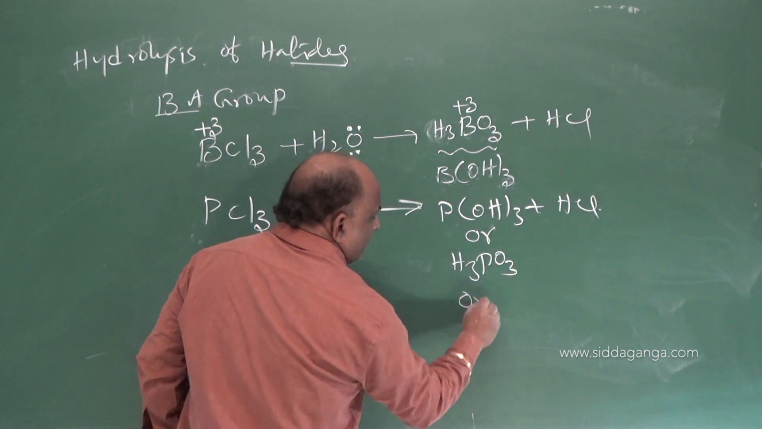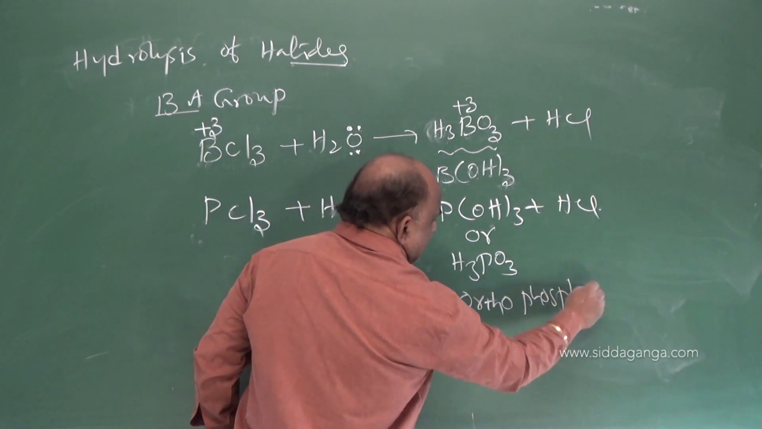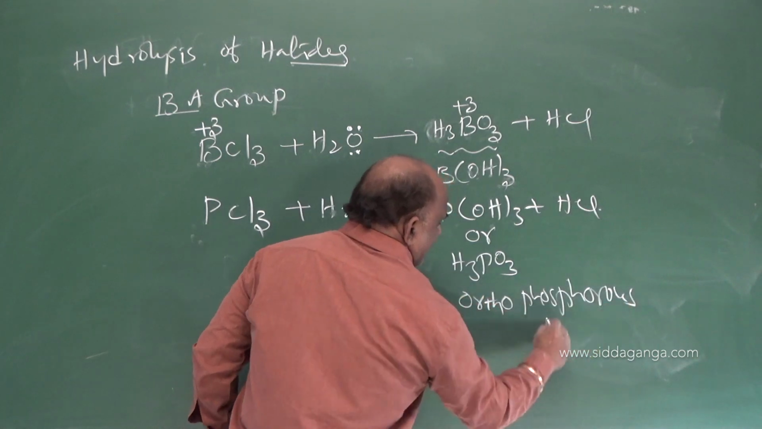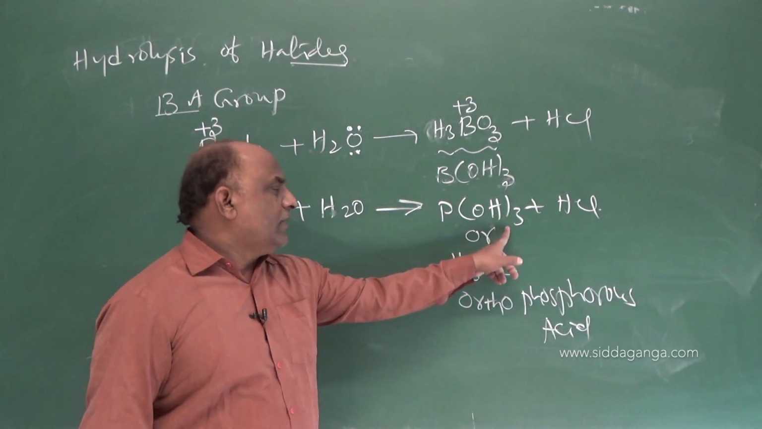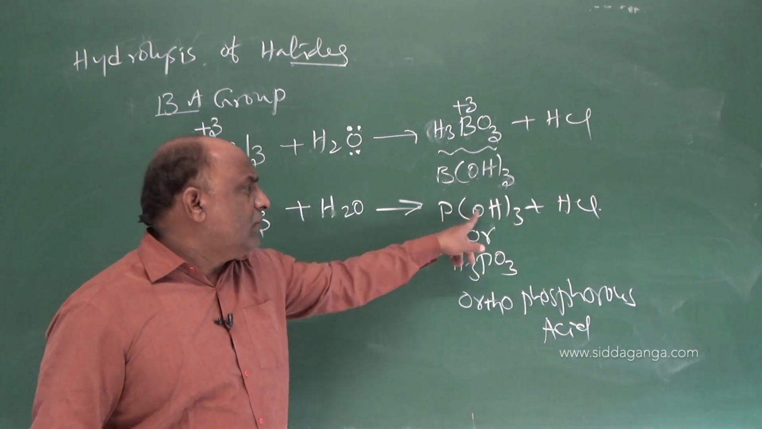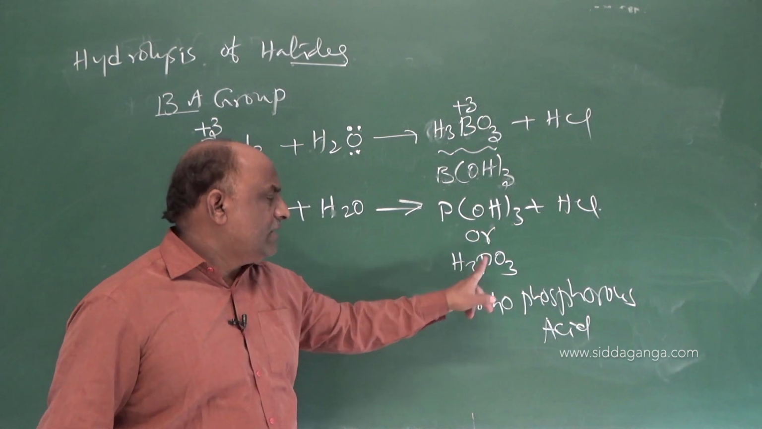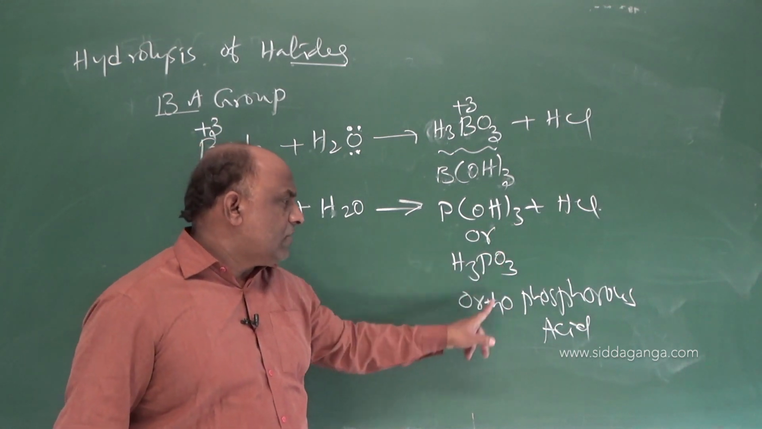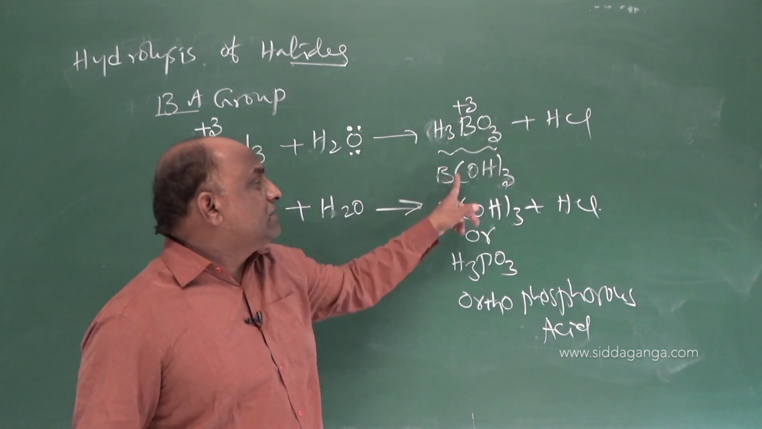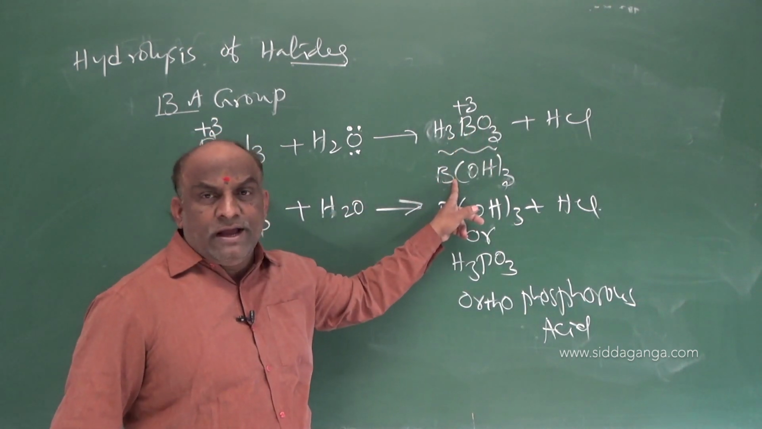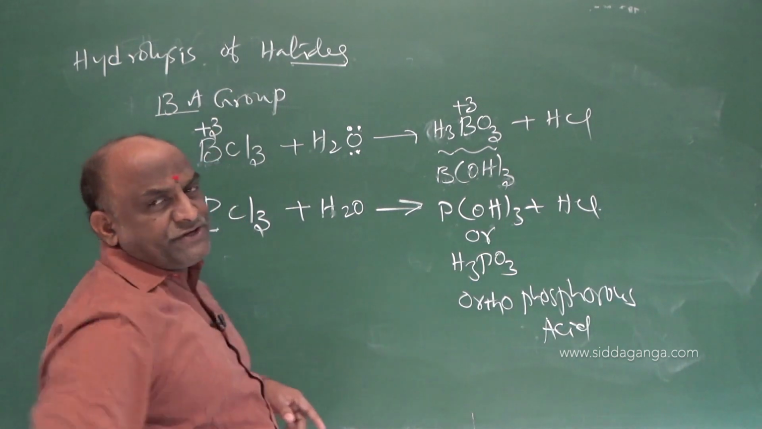H3PO3. H3PO3 is known as orthophosphorus acid. So remember here H3PO3 can be written as P(OH) taken thrice, or H3PO3. This compound is called orthophosphorus acid, and H3BO3 is boric acid, orthoboric acid. So that's why we discussed this equation.